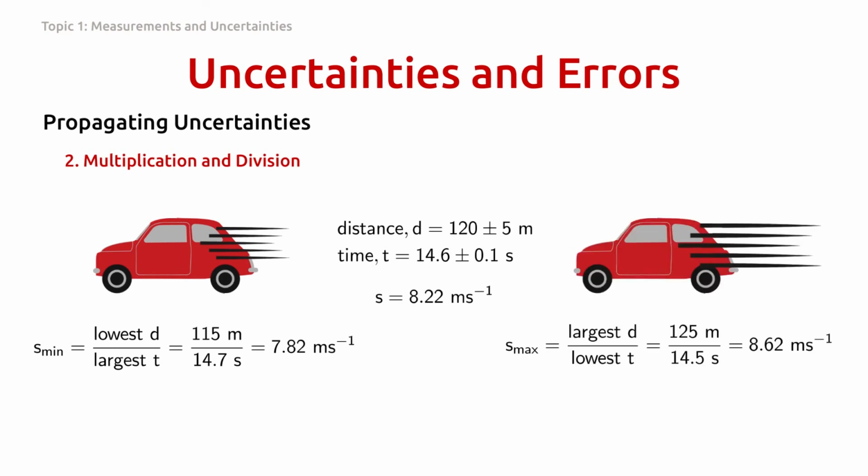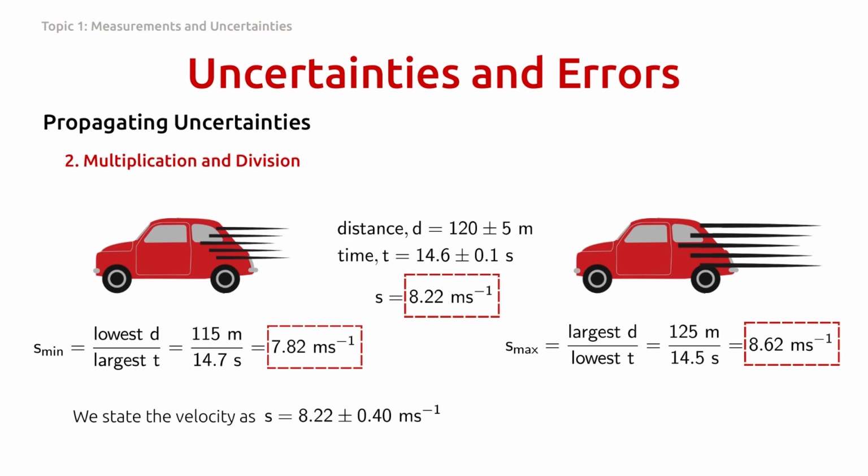The largest possible speed from this information is obtained by this relation. The largest distance over the lowest time, 125 meters over 14.5 seconds. The result is equal to 8.62 meters per second. Let us pay attention to these values. The speed is 8.22 meters per second, and this is between 7.82 and 8.62 meters per second, which implies an uncertainty of 0.40 meters per second. We then set the speed as s equals 8.22 plus minus 0.40 meters per second.